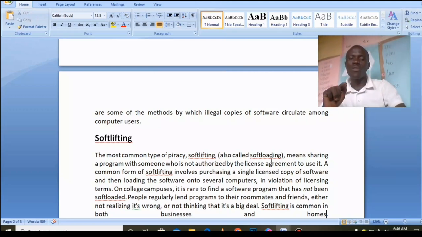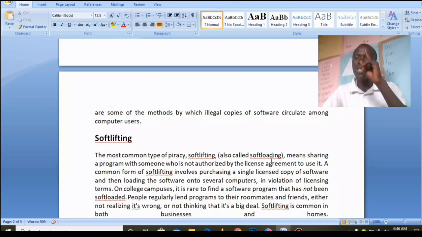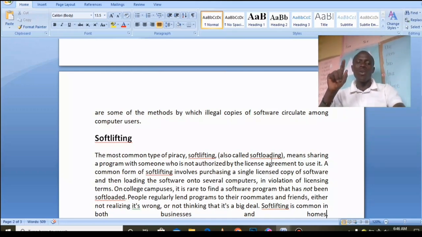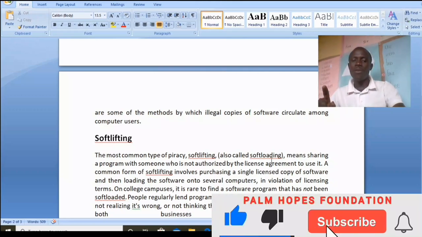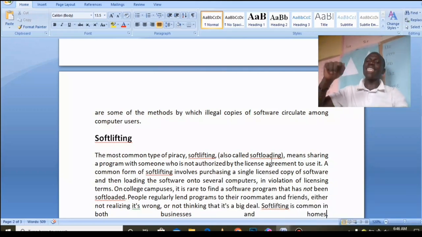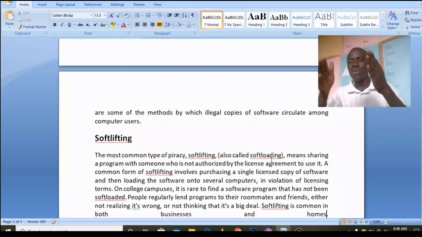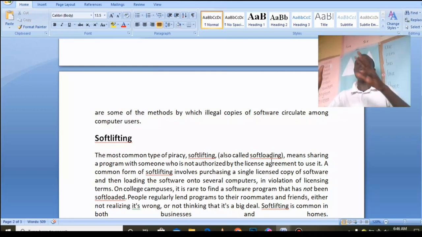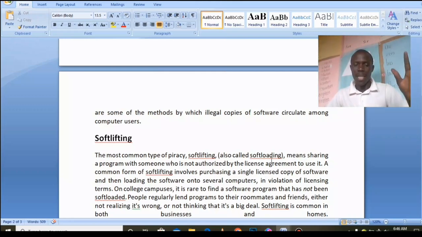A common form of soft lifting involves purchasing a single licensed copy of software and then loading the software onto several computers in violation of licensing terms. On college campuses, it is rare to find a software program that has not been soft loaded, meaning that in most cases, the computers we see in colleges and institutions normally get one software and they use that one software onto other machines or other computers.